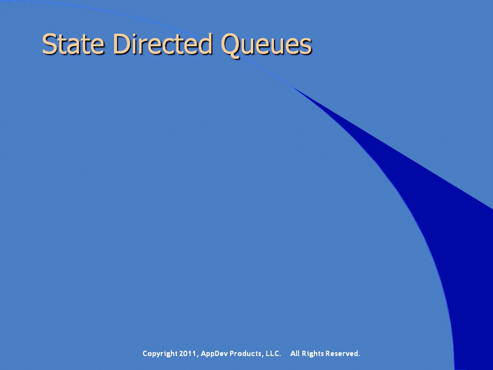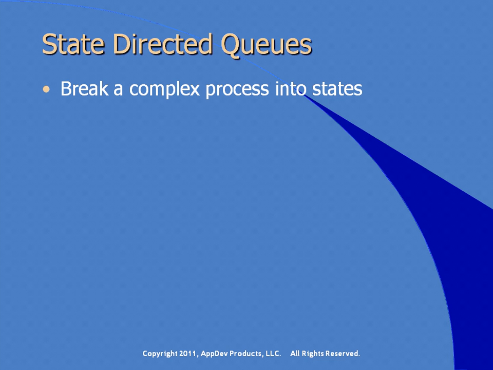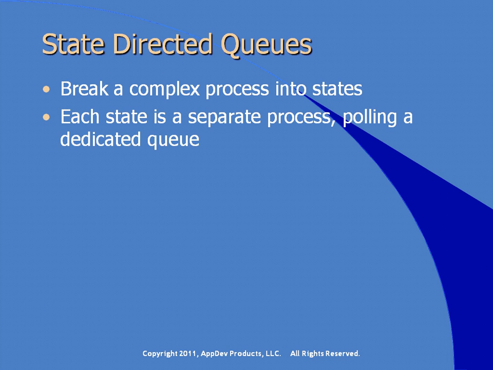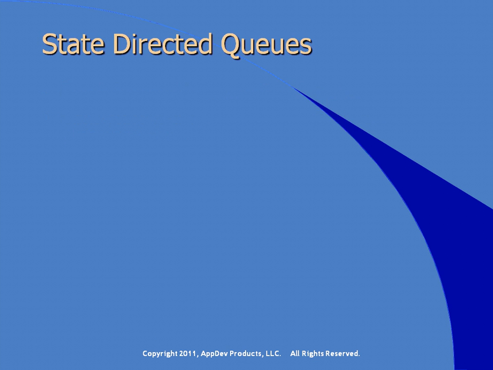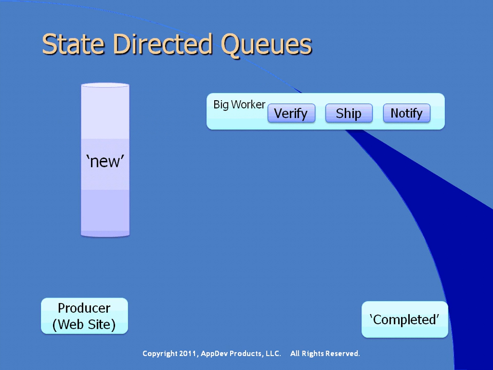There's also the concept of state-directed queues. It's a nice way to break up complex processes into states. Each state is a separate process, pulling a dedicated queue. So let's take a look at that. Here I have a simple producer that's producing a website. That message then goes into a big worker role, the verify, ship, and notify process, and then gets notified into completed. This is an example of a state-directed queue.